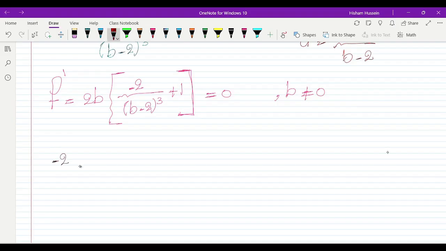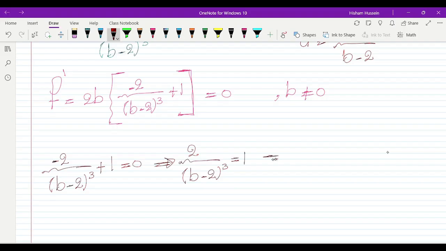Then negative 2 divided by (B minus 2) power 3, plus 1, equals 0. So switching this fraction to the other side with the positive sign, 2 divided by (B minus 2) power 3 equals 1, which means that (B minus 2) power 3 equals 2.